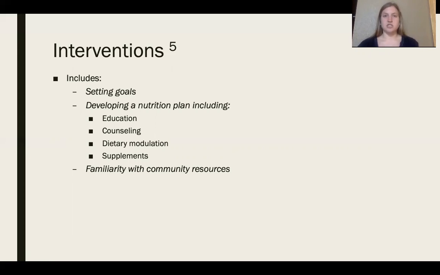Dietary modulation, so just changing the types of foods that they're getting, or even adding more supplements in order to meet their needs. And then you might also want to become familiar with the community resources available to them, because say if they are low income, you want to know what types of community benefits they may have in order to get the food that they need.